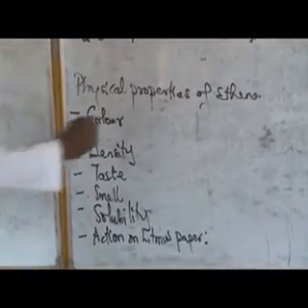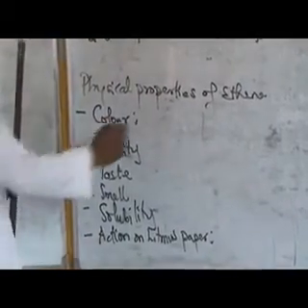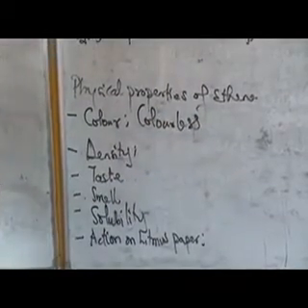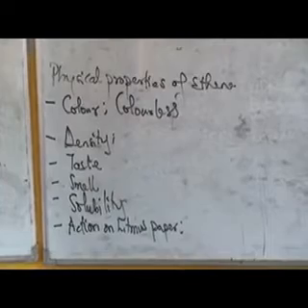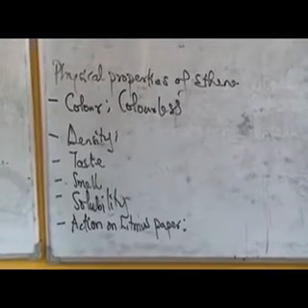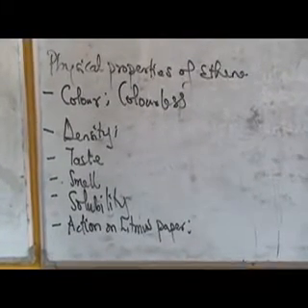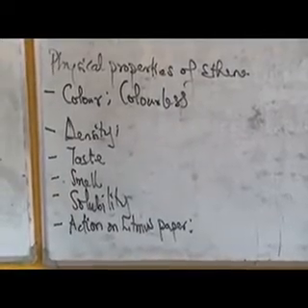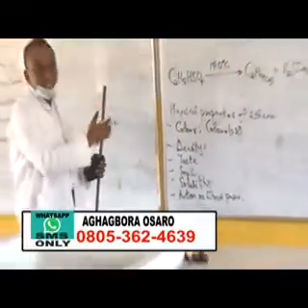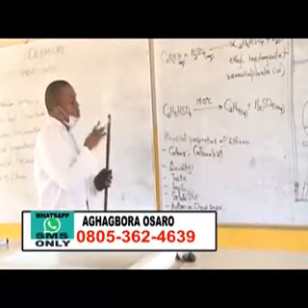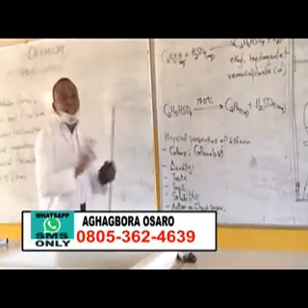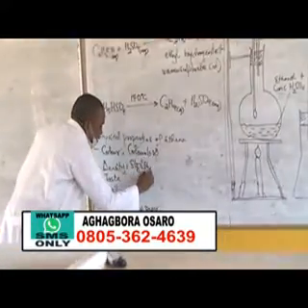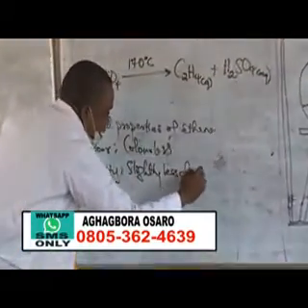With respect to color, ethene is a colorless gas. Now, when we talk about density, the density of gases is often done in comparison to the density of air. Is the gas less dense than air, or is it denser than air? One beautiful thing about the hydrocarbons, the first members of the alkanes, the alkene and the alkyne series, is that all those gases are less dense than air. And so you simply write slightly less dense than air.